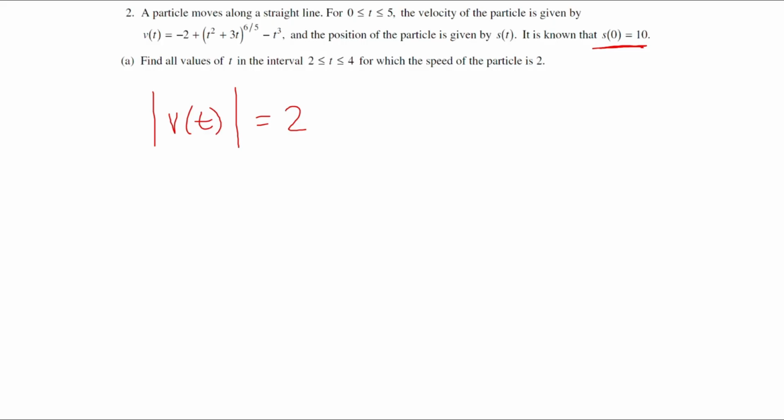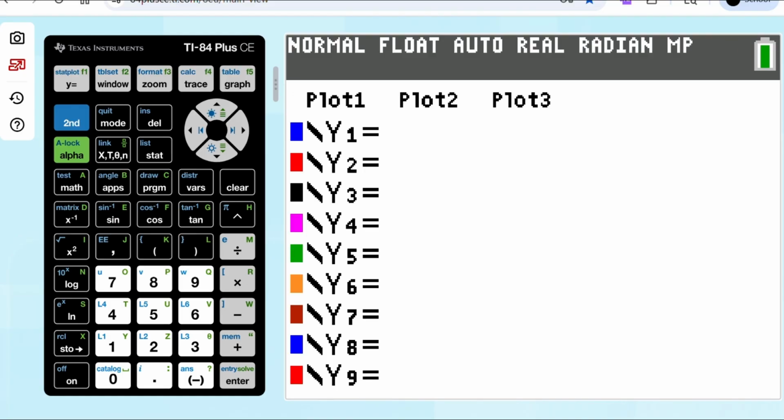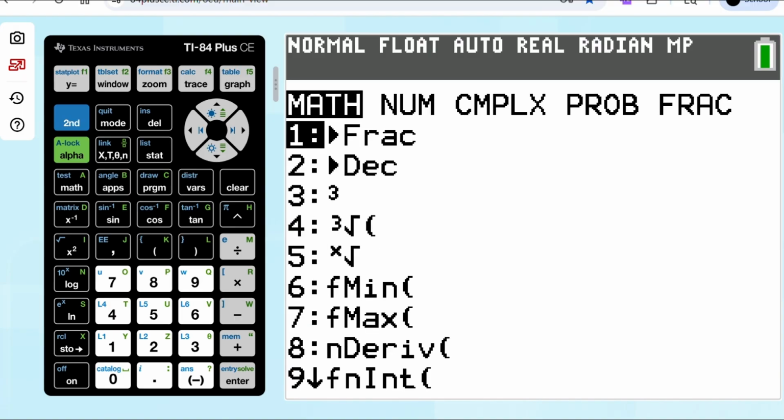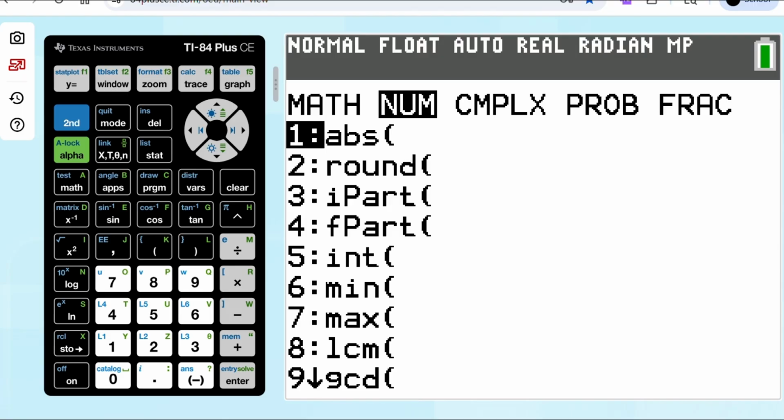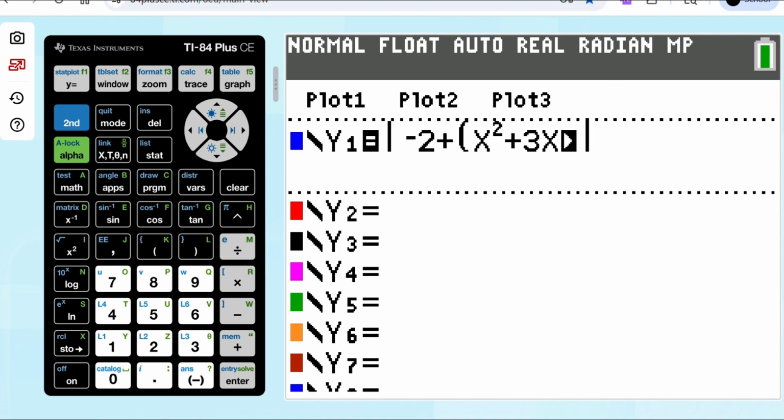And so since this is a calculator problem, we can just conveniently go into our graphing calculator, hit y equals. We can graph the absolute value of v of t. So to get absolute value, you hit math, you go over to the second column, and then you choose option number 1. And then we're going to just type in our v of t function, which is negative 2 plus, and then in parentheses, it's t squared plus 3t, but we'll have to do x squared plus 3x. The variables don't really matter here.